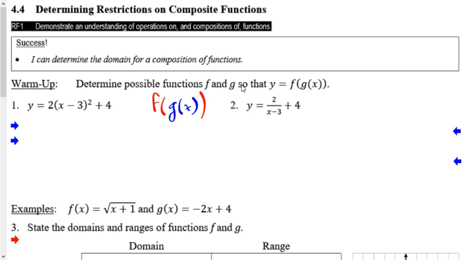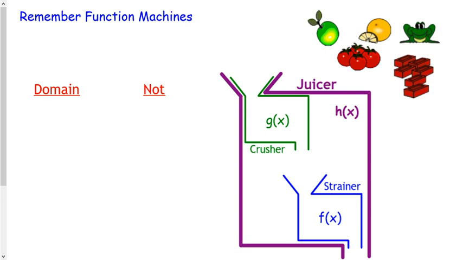Now, just before we get into today's lesson, before we look at the warm-up, just a quick reminder about function machines as we looked at in the previous lesson. So we imagined that we had this juicer, which was the composition of a crusher and a strainer. Any input we would choose would first go into this crusher, and then the crusher would crush it up. We'd get, in this case, apple crush or applesauce or something that would go down into our strainer, and it would strain it out, and we'd get apple juice out.